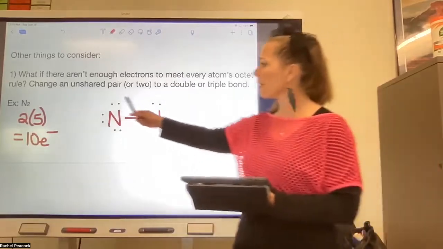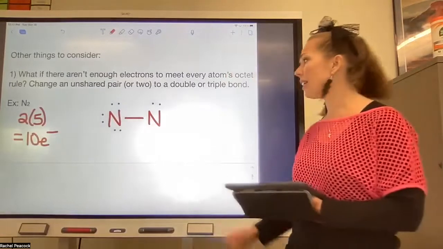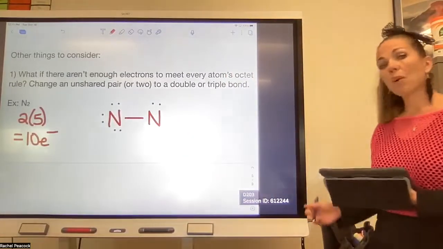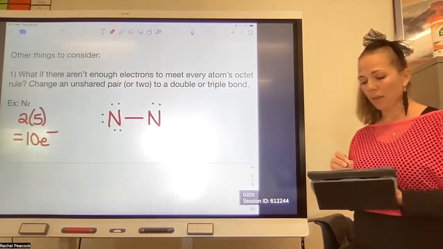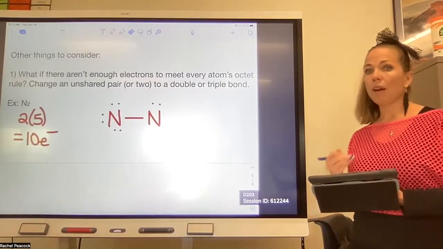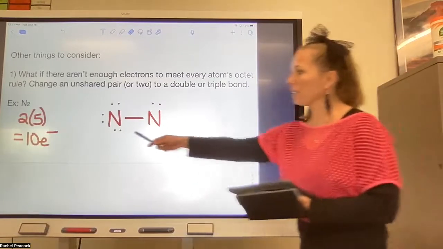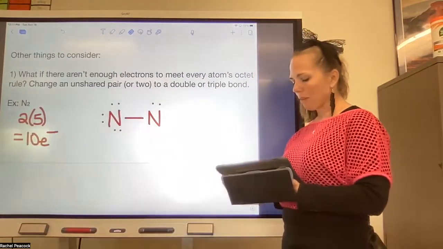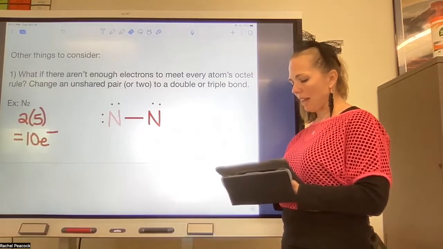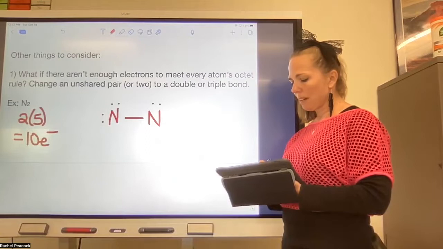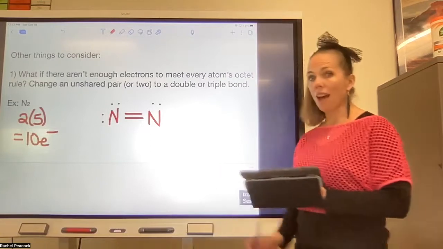You can see the nitrogen on the left has 8, just like it needs. The nitrogen on the right only has 4. Okay, we only have 10 electrons to work with. There's nothing we can do about the number of electrons. So this is where, watch this pair down here. I'm going to erase those dots. Of course, I accidentally erased my nitrogen too. And I'm going to change it to a line.